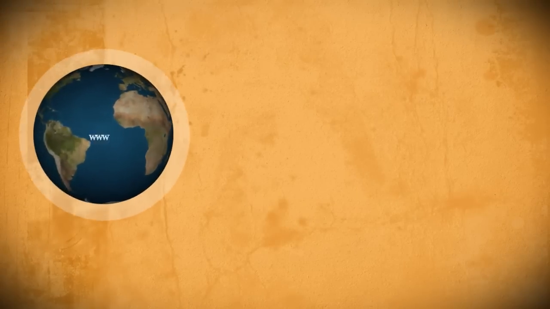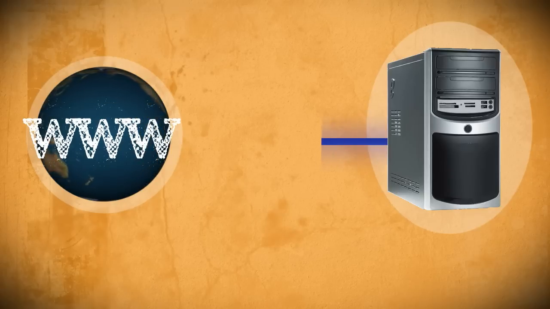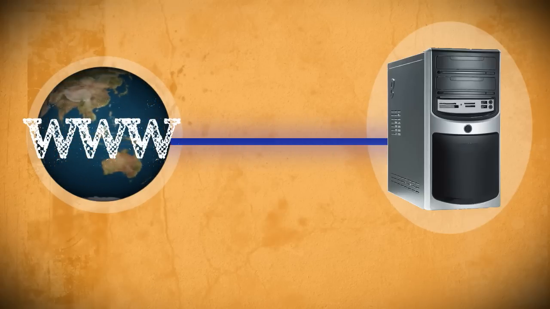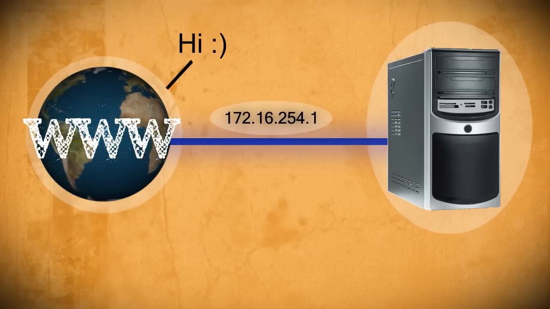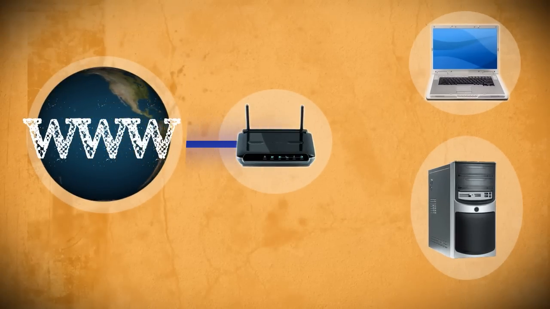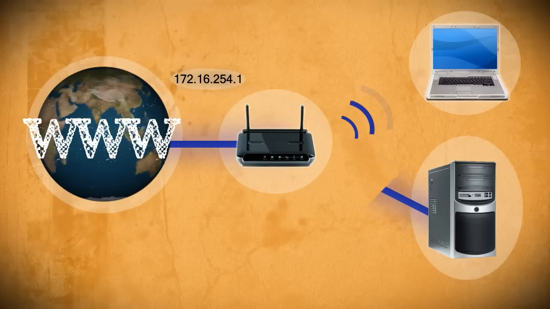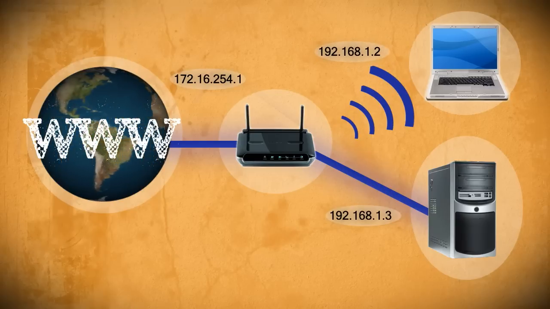Here you have the World Wide Web, and here's your computer. If your computer is connected directly to the internet, then your computer's IP address is what the web sees. It's how the web identifies your computer. If you're connected through a router, as shown in this scenario, then the web sees the router's IP address instead of your computer's IP address. So it doesn't matter what computer you use, if it's connected to the same router, then the web will only see it as one IP address.